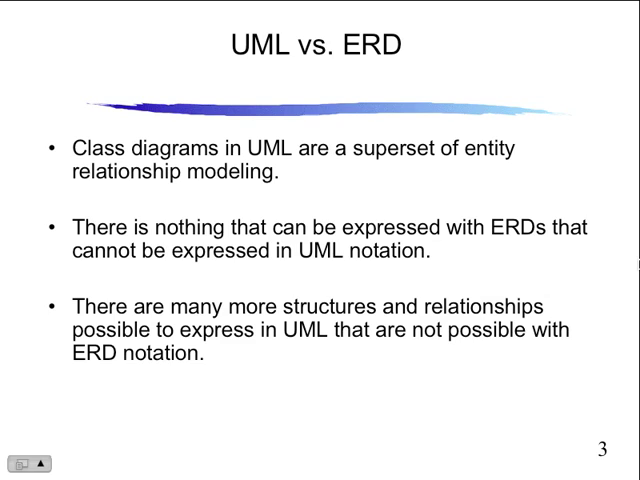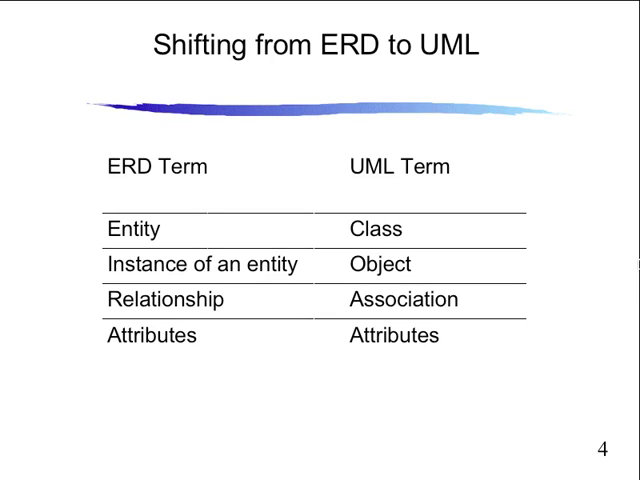The class diagrams in UML are a superset of the entity relationship modeling. In fact, we've seen the object and the class diagrams are a superset. And there's nothing that can be expressed in entity relationship diagrams that cannot be expressed in UML notation. But there are many more structures and relationships possible in UML that cannot be expressed in entity relationship diagramming. So start out with ERDs and move to object-oriented design, and then you're working in a good order. You can't work backwards. So let's take a look and see the shift and how the terms kind of correlate.